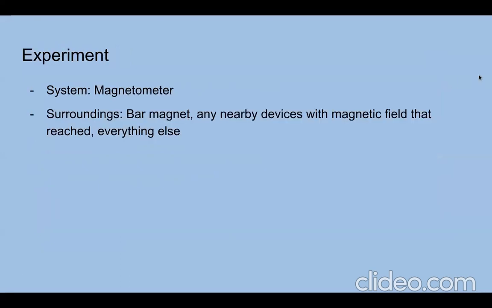So in the experiment, the system I said was the magnetometer. I was thinking it could be the bar magnet, but since the magnetometer was always at the center of the experiment and it was what was getting acted on, I chose that to be the system. And for the surroundings, we have the bar magnet, like my hands holding the bar magnet, any nearby devices that may have been producing a field, and pretty much everything else.